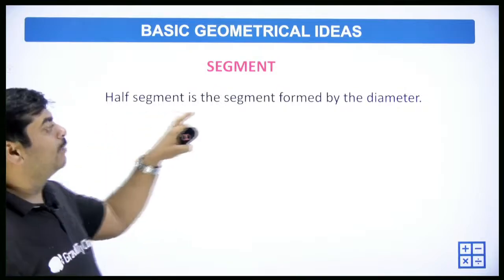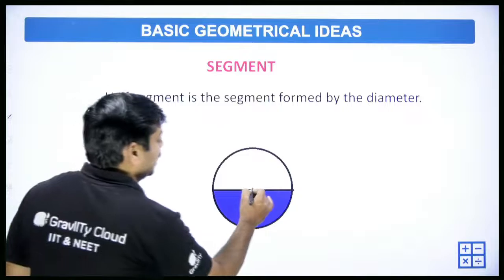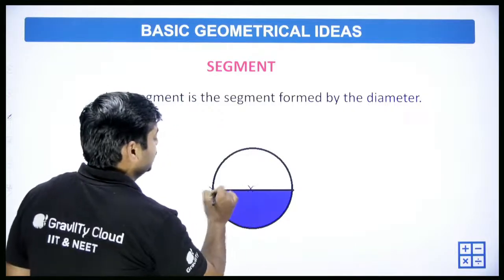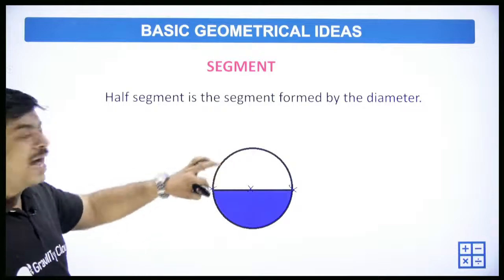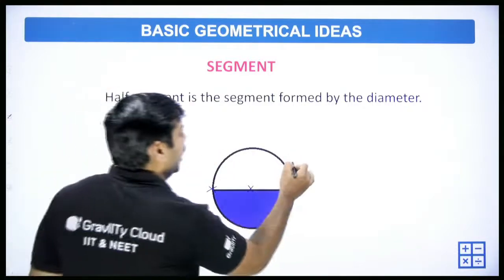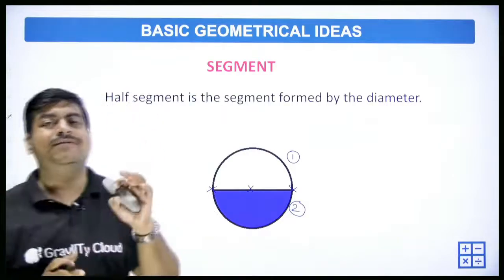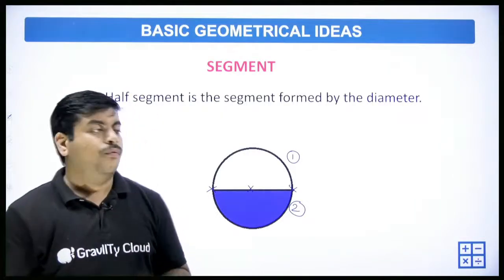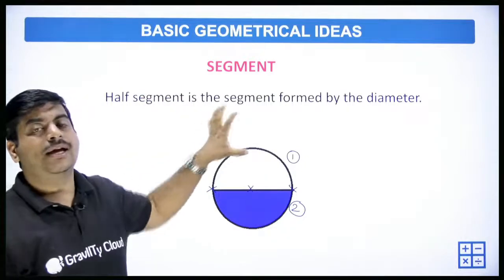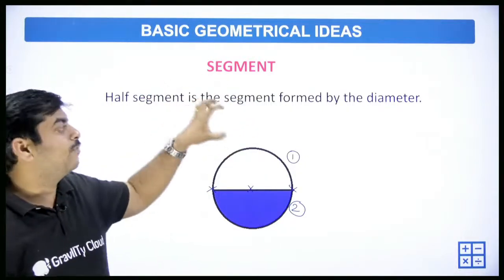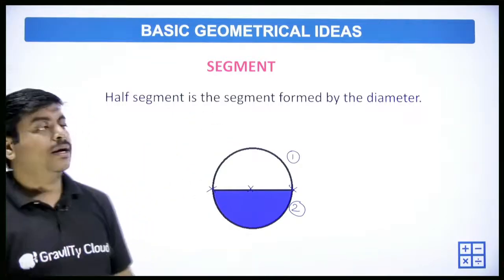Half segment is a segment formed by the diameter. So do you know what is diameter? Diameter is exactly passing through the center and touching 2 other points. Correct? So this is exactly half. So whatever region 1 and region 2 are there, we can say 1 and 2 are equal. Such types of segments we call a half segment. Half segment is a segment formed by the diameter.